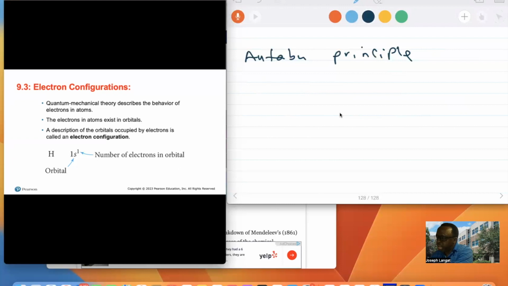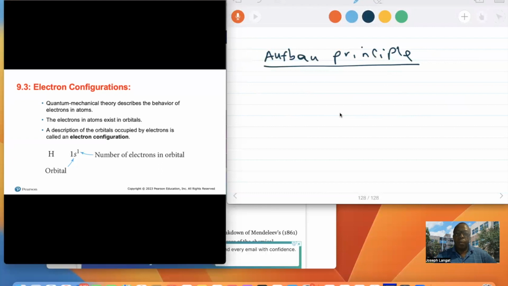Yes, there is A here, and then there is U here. There is no A here, so that is how that is A U F like that principle. This will help you in mastering electron configuration.